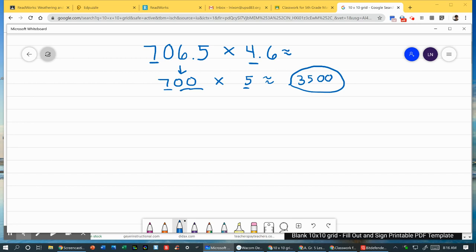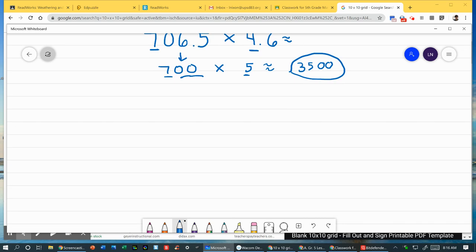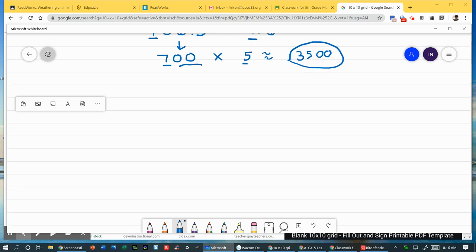Now, when I actually go to do my product, I'm going to scroll this up a little bit, I'm going to write my factors vertically. So here are those same factors again. 706 and 5/10 times 4 and 6/10. Take a moment to copy that down if you haven't already.